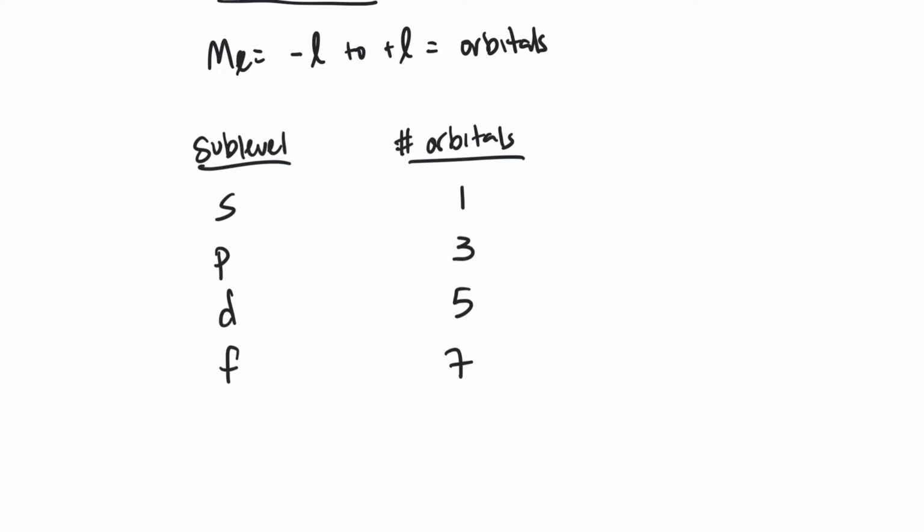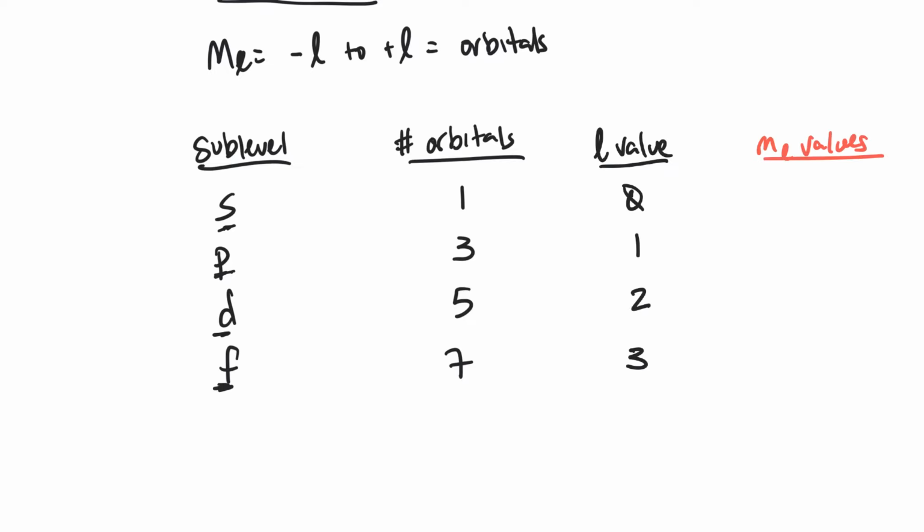Okay, now let's look at the L values. So we know that the L value for S is 0. For P, it's 1. For D, it's 2. And for F, it's 3, right? Now let's look at the possible M sub L values and see how this correlates.